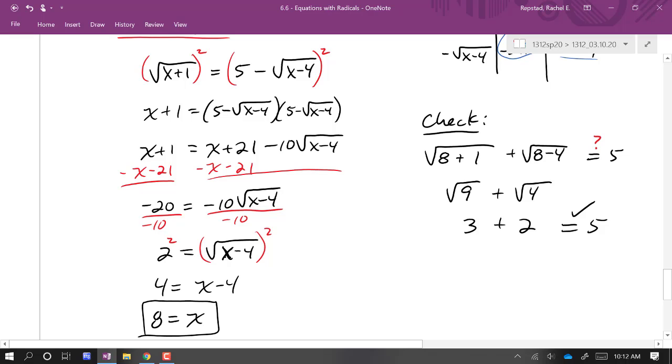Do we have to isolate the other radical, or do we get the same thing? At the top, we just chose one, and it wouldn't matter which one we chose. We did the same. If you have an equation with more than one radical, just pick a radical that you're going to isolate first and go with it.